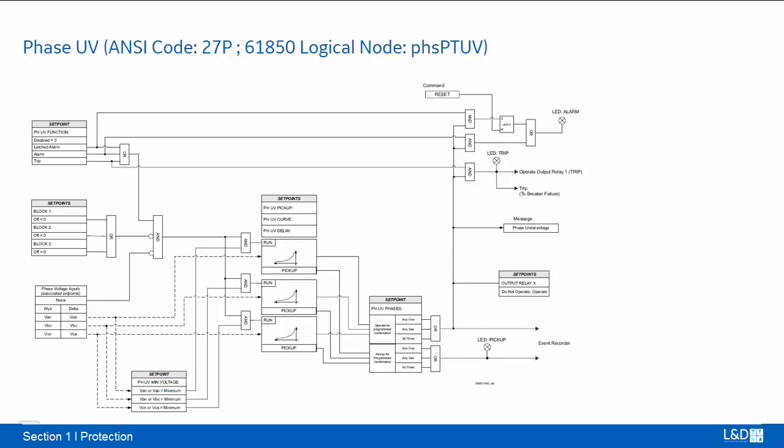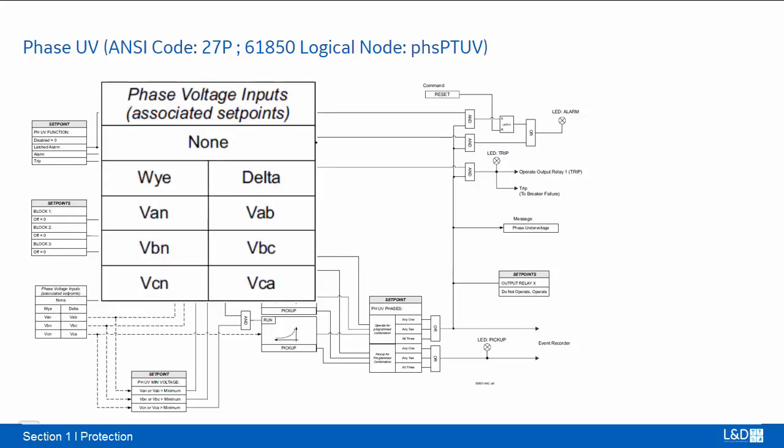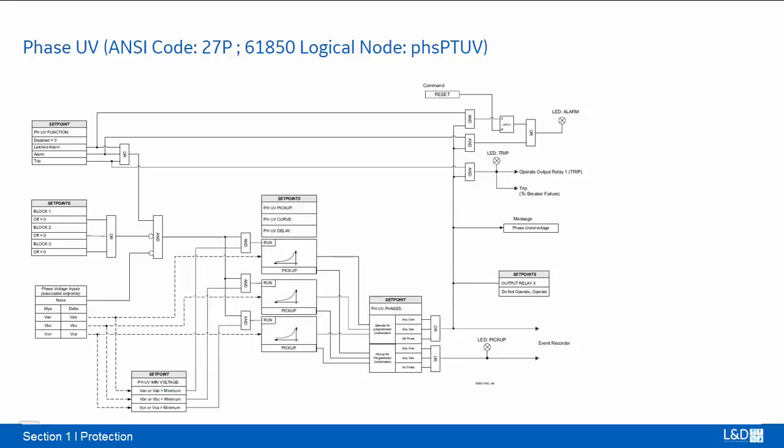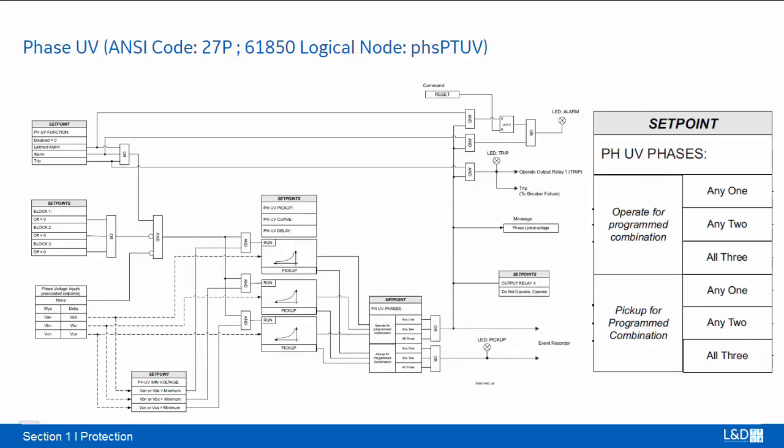There are 3 special areas for phase undervoltage elements. Firstly, the input signal depends on the VT connection. When VT is set to Y, phase-to-neutral voltages VAN, VBN, VCN are used. If VT is in delta connection, phase-to-phase voltages VAB, VBC, VCA are used. Secondly, there is a minimum voltage supervision level for the input voltage. Lastly, the phase inputs are combined.